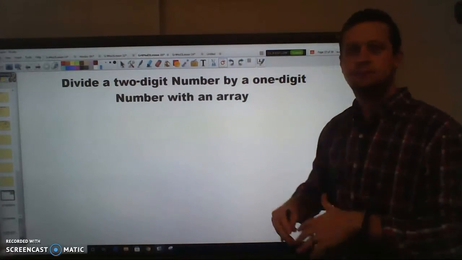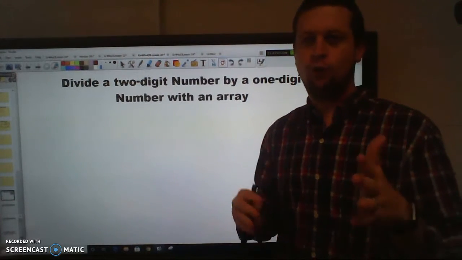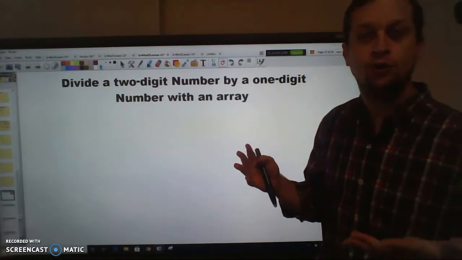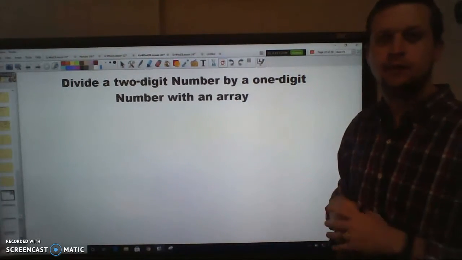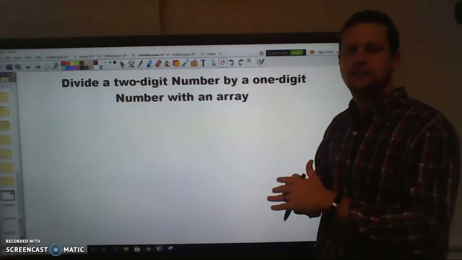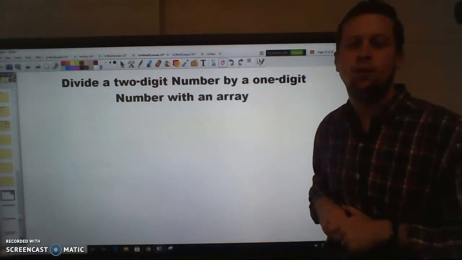Same thing if you were doing something like 134 times 8. You wouldn't want to draw an array for that. You could, but it would just take a very long time. Okay. So today we're going to use arrays to get us settled in to what we're looking at, so that we can visually see and understand what's going on.